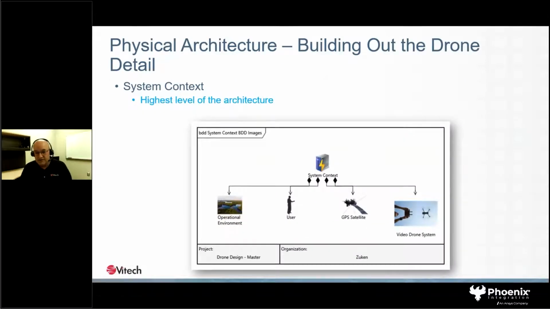Now I'm going to move pretty quickly through the physical architecture as I described the system context. This is the highest level of the architecture. It gives us that black box view of our system and the external actors that we interface with. This is a BDD diagram, so it's very much like the diagram I showed early. It's just a different way of looking at it. It shows only the hierarchy of the components in it.